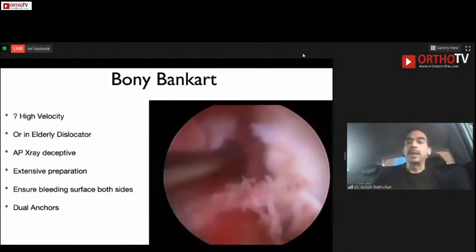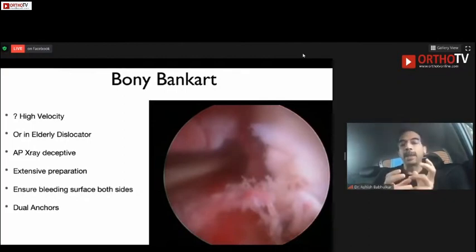I'm not sure whether it's related to a high velocity injury. It probably is in the younger individuals, but in the elderly, it's probably related to osteoporotic bone. Try not to rely on your X-rays and MRIs for diagnosing bony Bankarts, especially if you're relying on 1 Tesla or 1.5 Tesla. The 3 Tesla images that we are now used to are very good at picking up these changes of gray shades on the MRI.